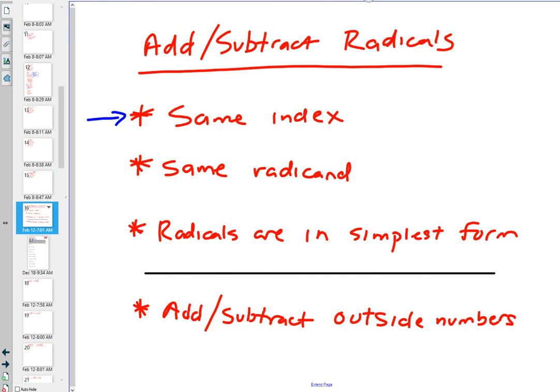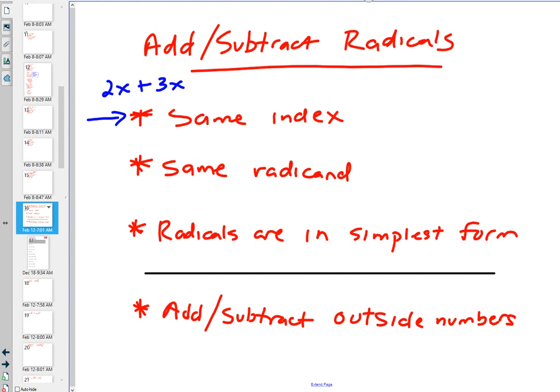radicals behave like variables. The rules for radicals are similar, in some cases the same as with variables. So how do we add and subtract variables? What rules govern the way that we add and subtract variables? If I asked you, what's 2x plus 3x, what would you tell me? Yeah, 2x plus 3x would be 5x, right?